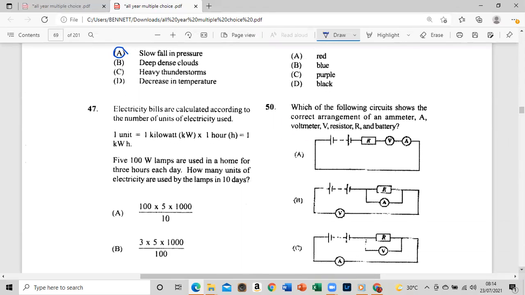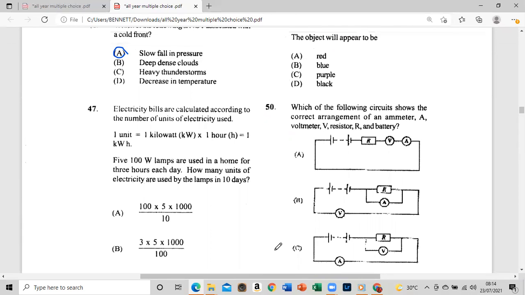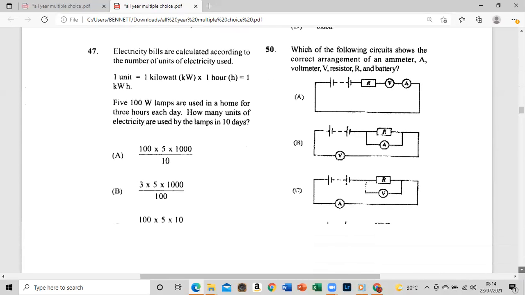Patience. Electricity bills are calculated according to the number of units of electricity used. 1 unit is equal to 1 kilowatt times 1 hour, 1 kilowatt hour. 5 100-watt lamps are used in the home for 3 hours each day. How many units of electricity are used by the lamps in 10 days?